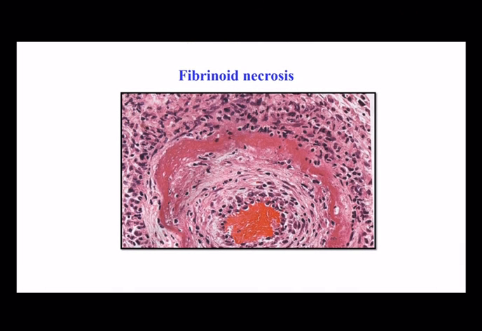This is an artery in a patient with polyarteritis nodosum. The wall shows a circumferential bright pink area, that is fibrinoid necrosis with protein deposition and inflammation. The deposition includes immune complex and fibrin. Necrosis here.